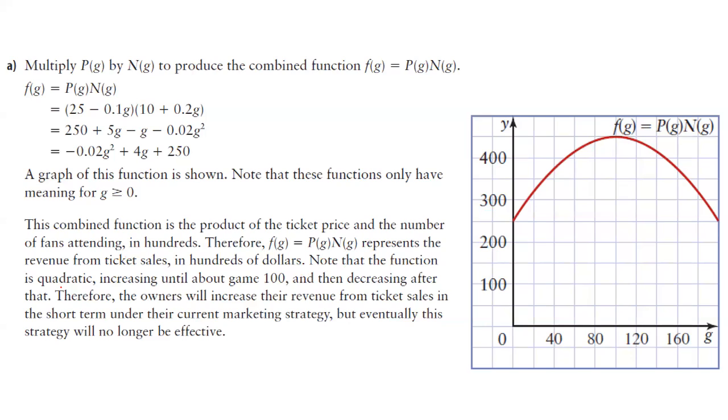And note that this function is quadratic, as I said, increasing until about game 100. As you can see here, there is a local maximum, right? So first of all, if you increase the game number, the revenue will increase, right? Until G reaches 100. Then F(G) starts to decrease. Therefore, the owners will increase their revenue from ticket sales in the short term under their current marketing strategy. But eventually, this strategy will no longer be effective after the game number reaches 100, right?